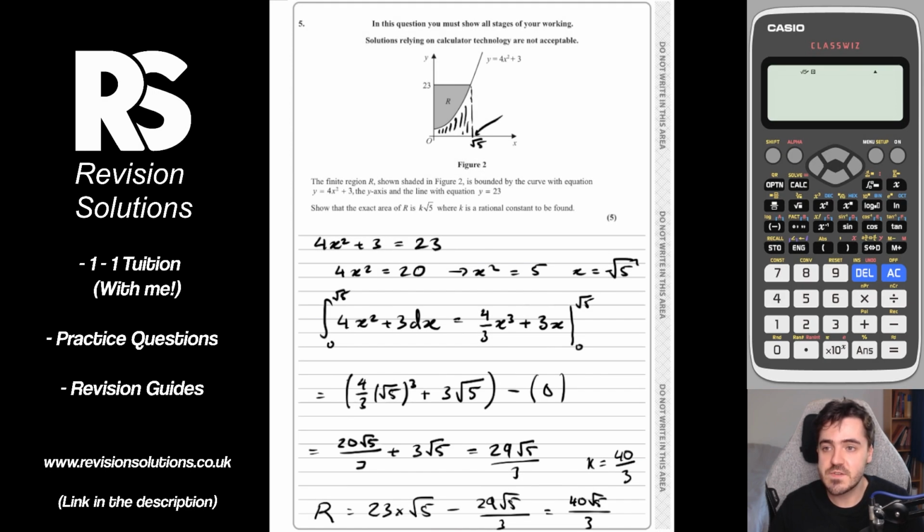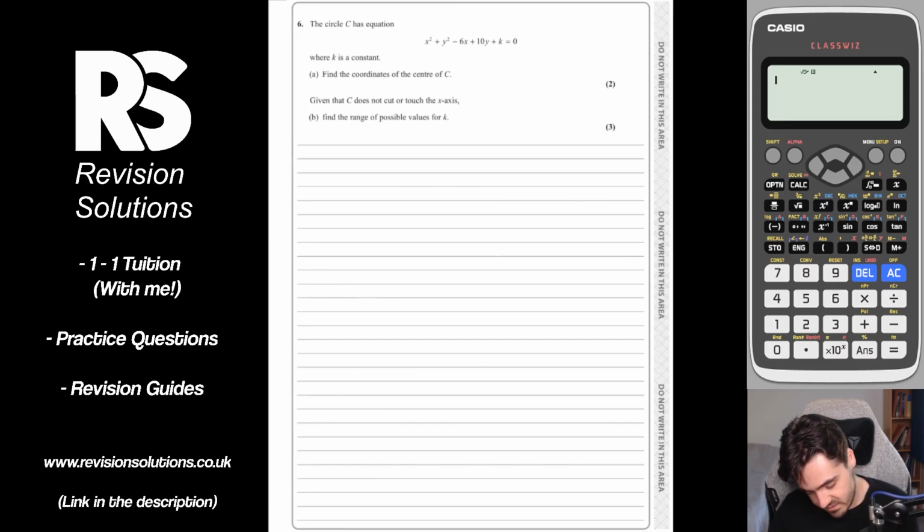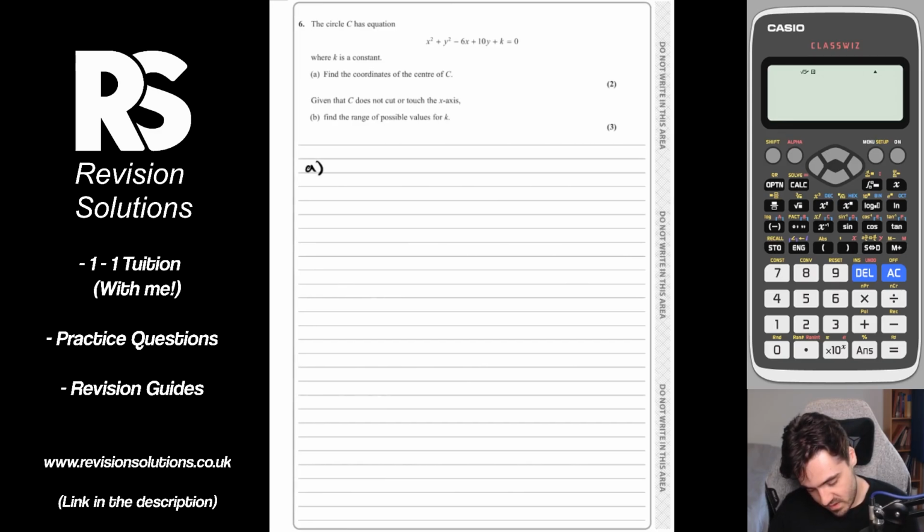Moving on now to question 6. We've got the circle C has equation x squared plus y squared minus 6x plus 10y plus k equals 0, where k is a constant. Find the coordinates of the centre of C. Well, to find the centre, we need to put it into the nice form where we complete the square twice. So once for x and once for y.